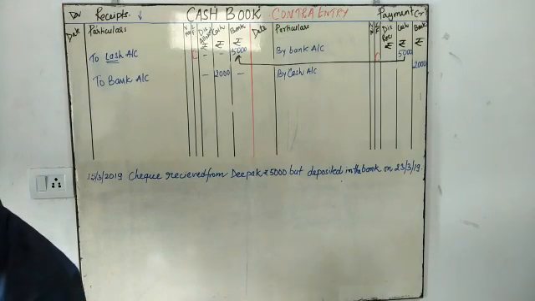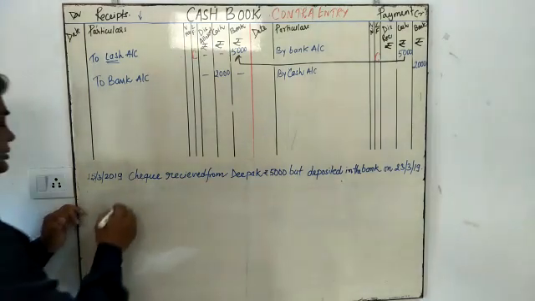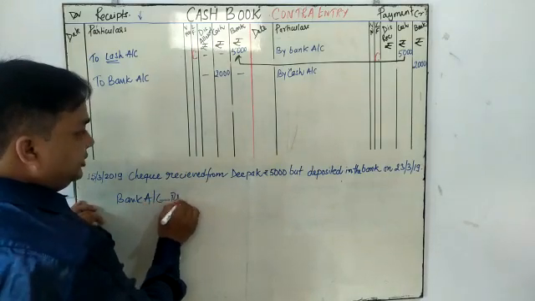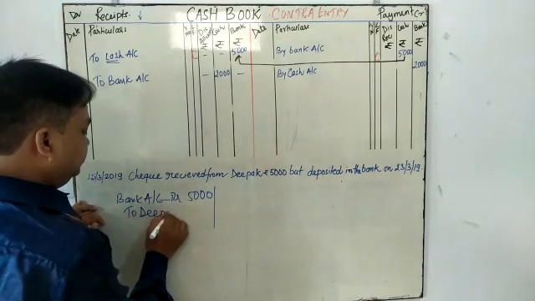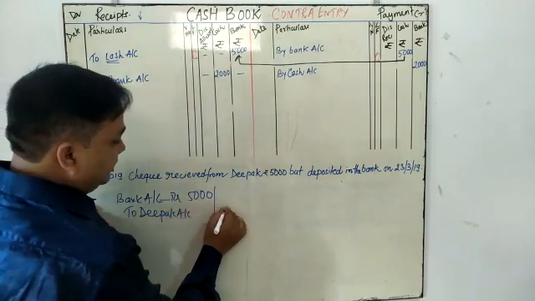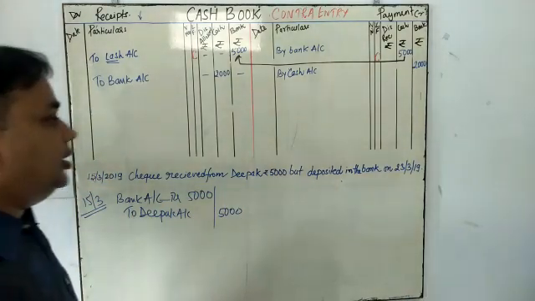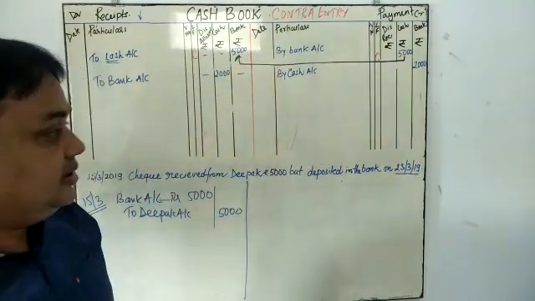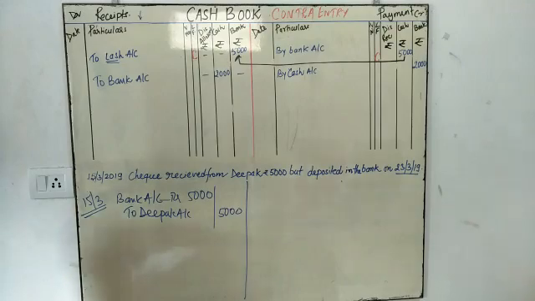Deepak is going to give a check on which date? So you write bank account debited, rupees 5000 to Deepak account 5000. It is on which date? 15th March. What will happen on 23rd March? On 23rd March, the check is going to be deposited into the bank. It is a contra entry. So you will write contra entry.